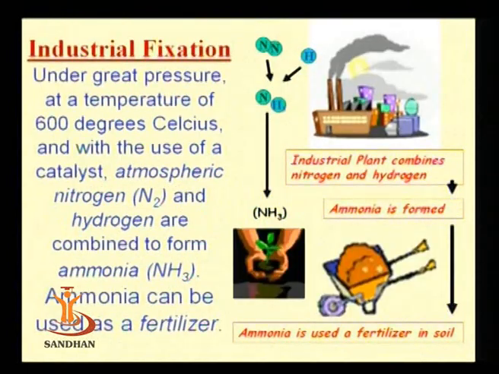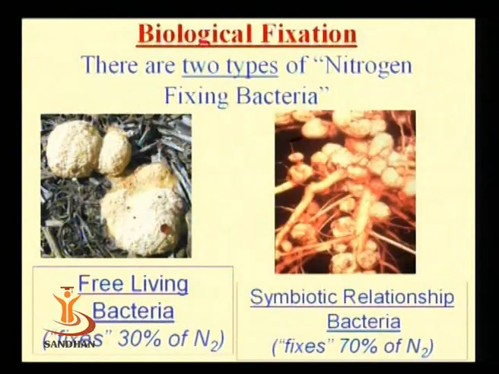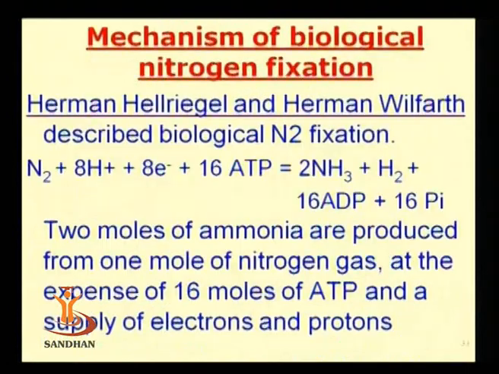Industrial fixation. At a high temperature of about 600 degrees Celsius and great pressure, using a catalyst, atmospheric nitrogen and hydrogen are combined to form ammonia, which is used as fertilizer. And the third is biological fixation, which occurs by 2 types of bacteria, that is free living bacteria and symbiotic bacteria. Symbiotic bacteria fix about 70% of the nitrogen, while free living bacteria fix 30% of the nitrogen.